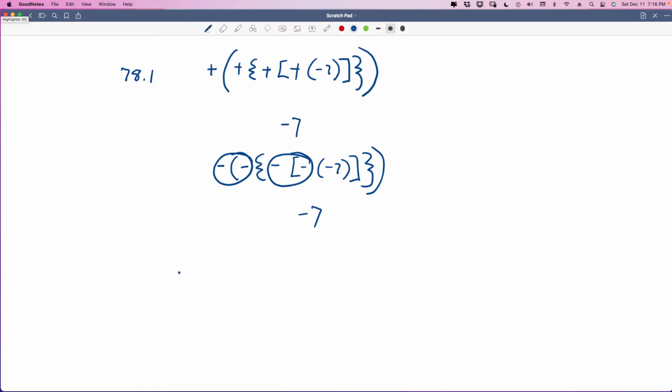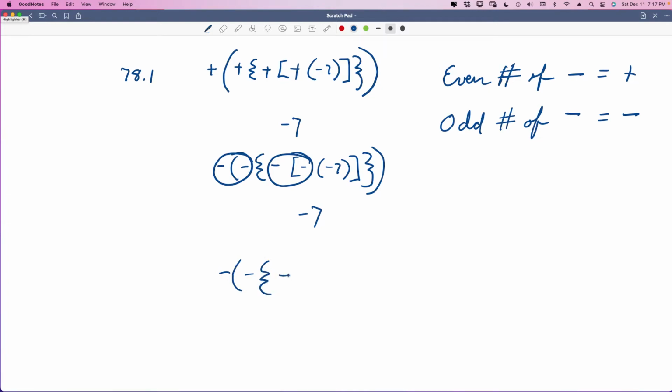But an even number of negatives equals a positive all the time. And an odd number of negatives equals a negative. So if you look really, really close, we had negative, negative, negative, negative, -7, right? We had 1, 2, 3, 4, 5. 5 is an odd number, so we had -7.